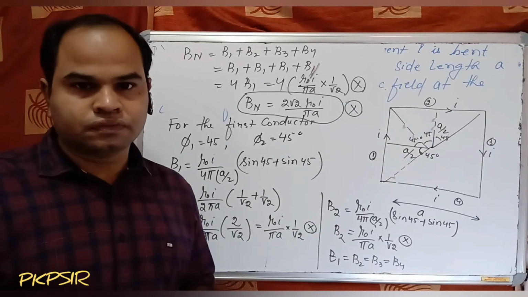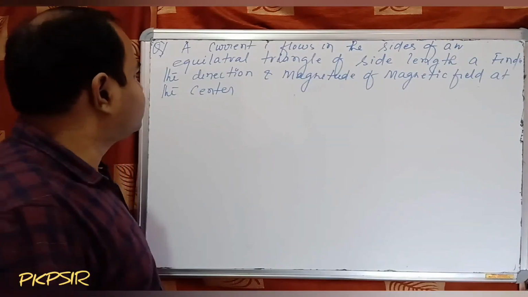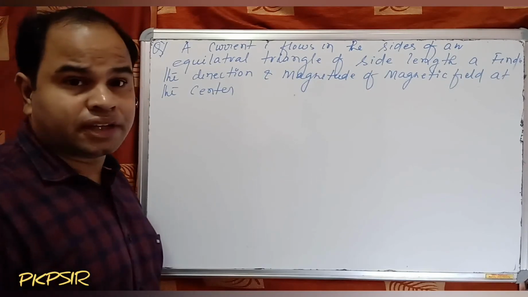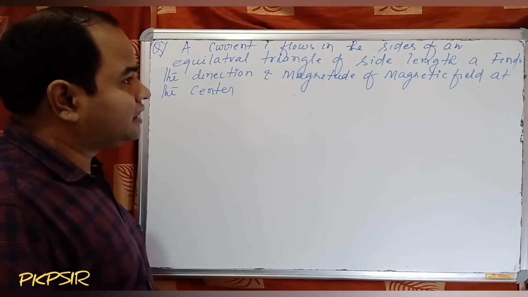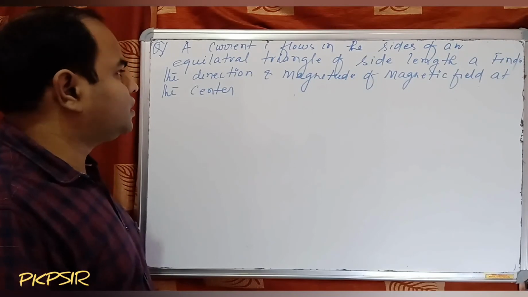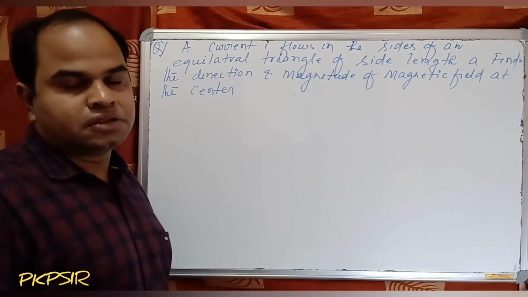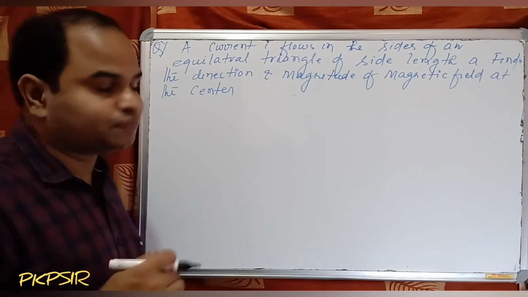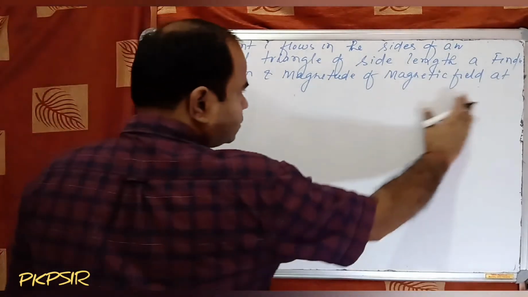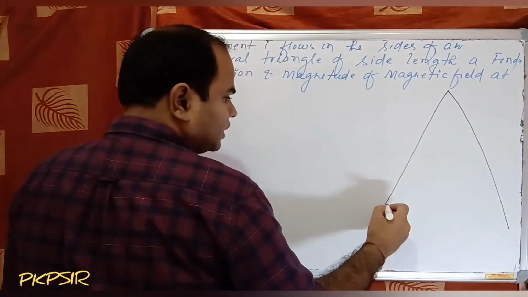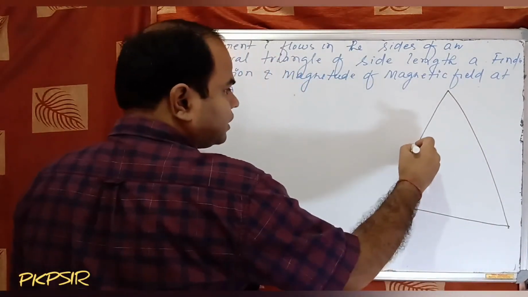Okay. The next question is, the current I flows in the sides of an equilateral triangle of side length A. Find the direction and magnitude of the magnetic field at the center. This is also an important question. Okay, so the current I flows in the sides of an equilateral triangle.